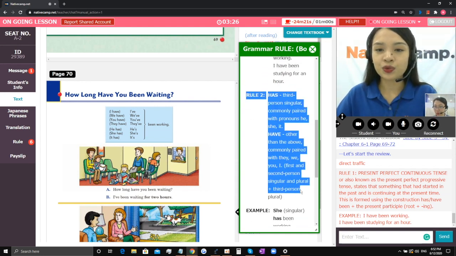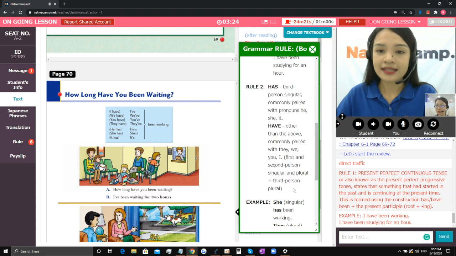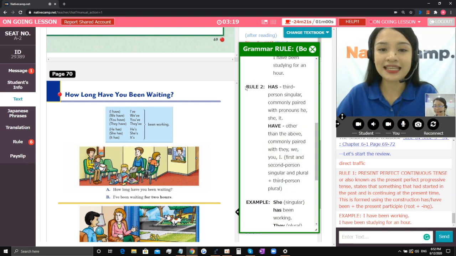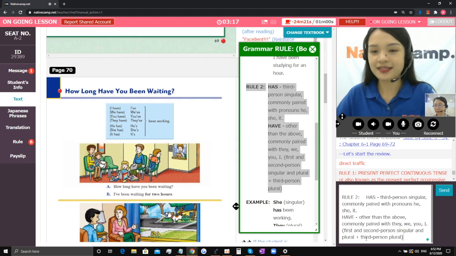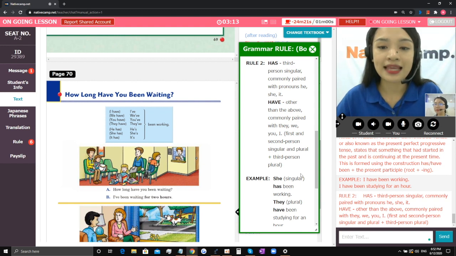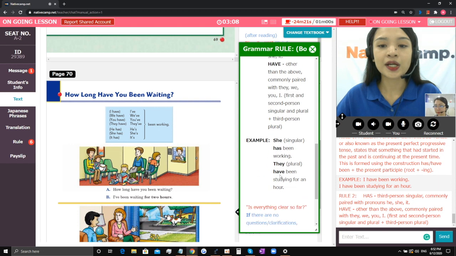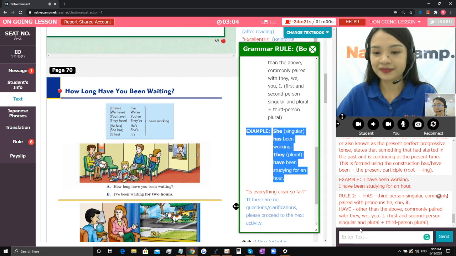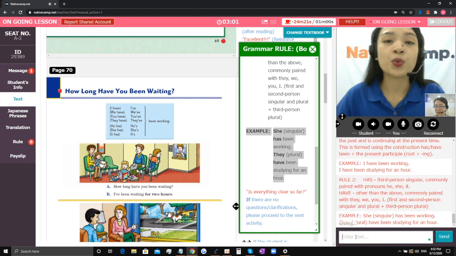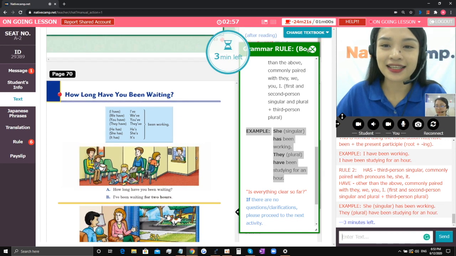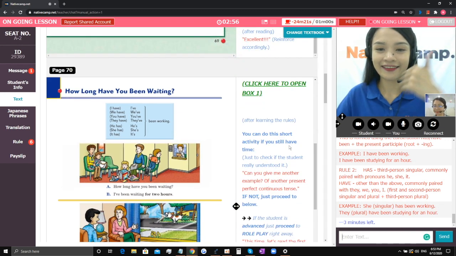Now let's go to rule 2. Has is the third person singular, commonly paired with the pronouns he, she, or it. Have, other than the above, is commonly paired with they, we, you, and I. First and second person singular and plural plus third person plural. So for example, she has been working or they have been studying for an hour. Is everything clear? Yes. All right.